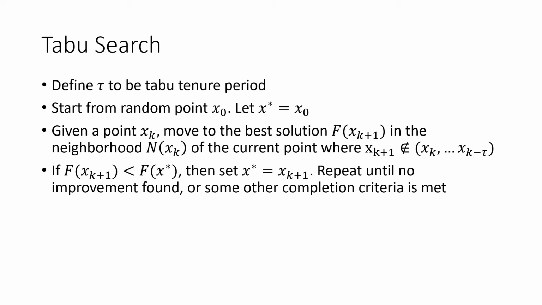So here's the algorithm for it. You define a taboo tenure period. In other words, I'm not going to repeat myself if I've already found it in the last 5 moves or something like that. You start from your initial point, your initial feasible point. Then you look in the neighborhood. Find the best thing in the neighborhood.